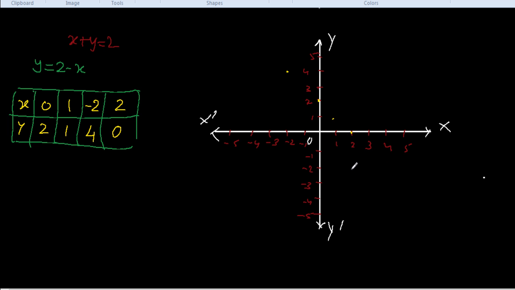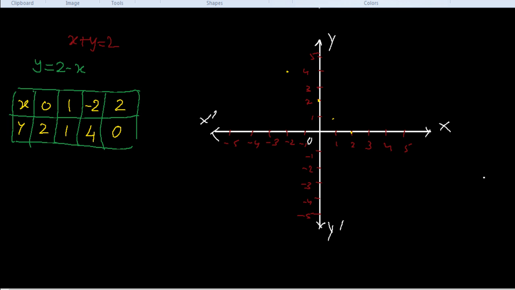You may draw only 2 points also, because through 2 points a unique line passes. So here we have taken 4 points because there is no clue for any mistake in the calculation. So we have taken more than 2 points, 3 points or 4 points. If you do some mistake in calculation, it could be rectified.